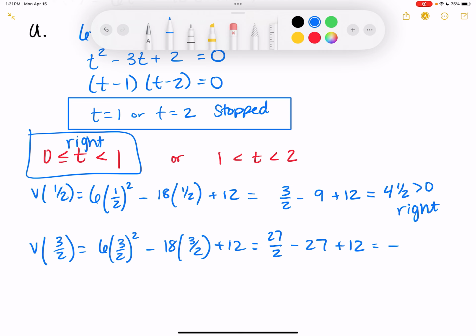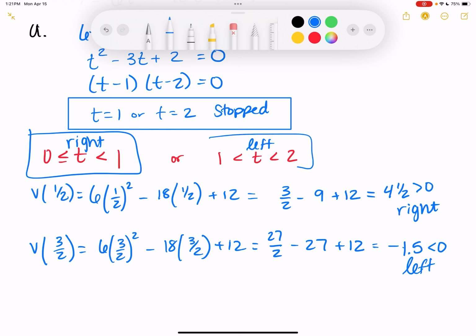Alright, 27 over 2 minus 27 plus 12. That's more what I thought the answer should look like. Negative 1.5. And that's less than 0, so that's going left. So this interval is going left.